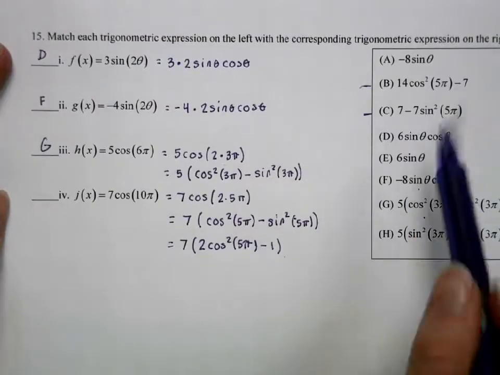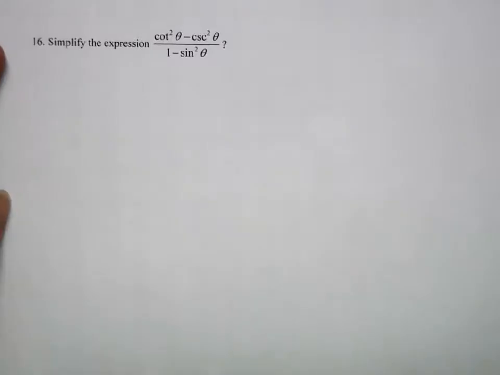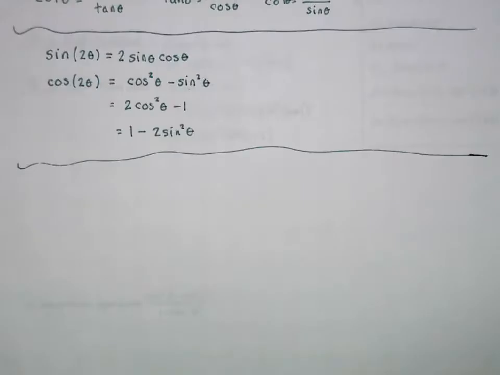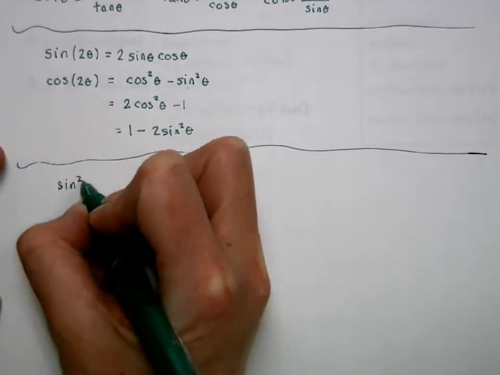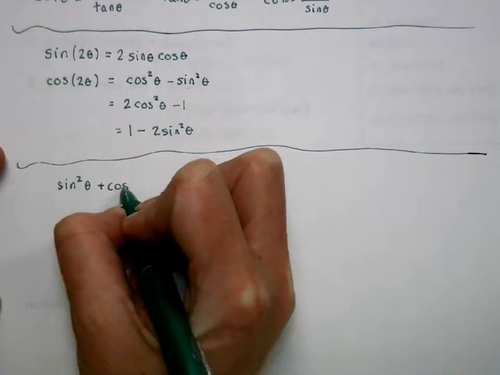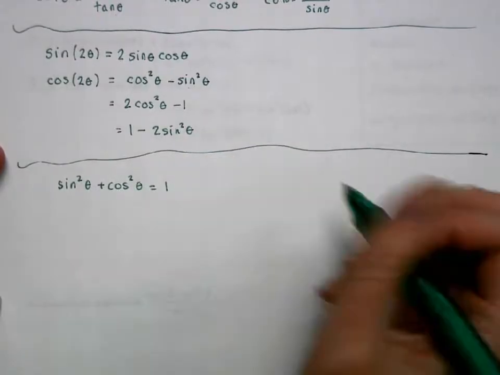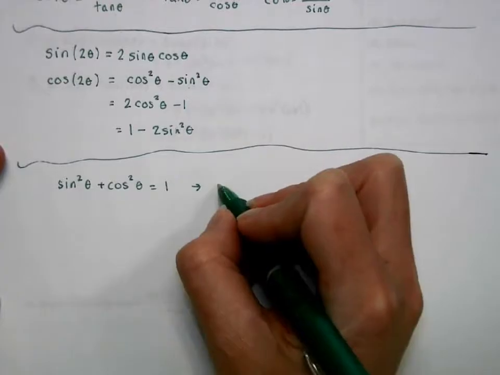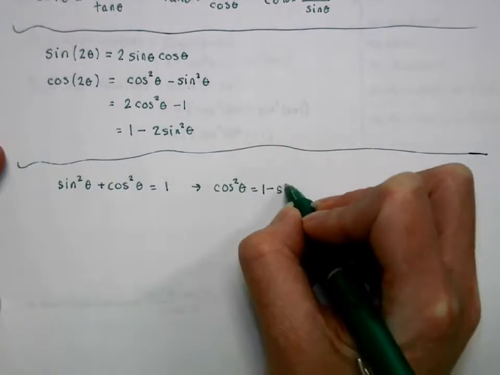Also in topic 312, we were introduced to the Pythagorean identities, which I kind of already used, but let's review those. The first Pythagorean identity is that sine squared theta plus cosine squared theta is equal to 1. If you know that, you can get a lot. From this, cosine squared theta equals 1 minus sine squared theta. Sine squared theta is equal to 1 minus cosine squared theta.